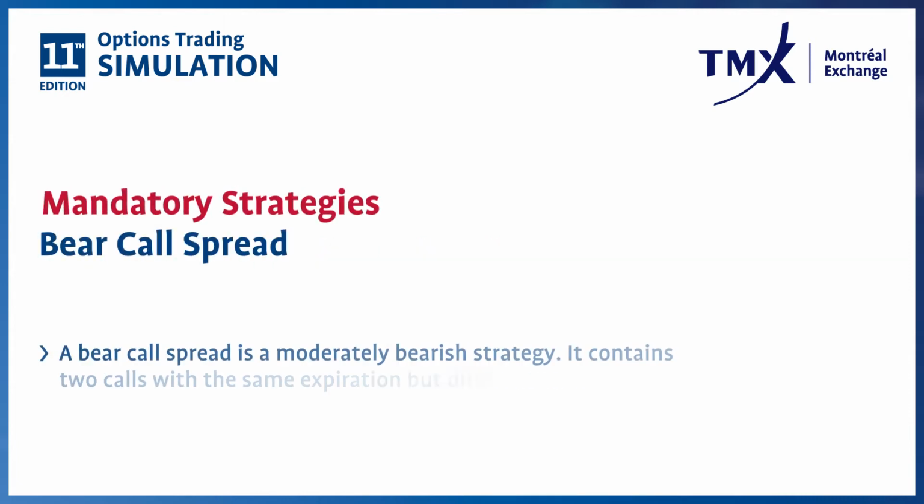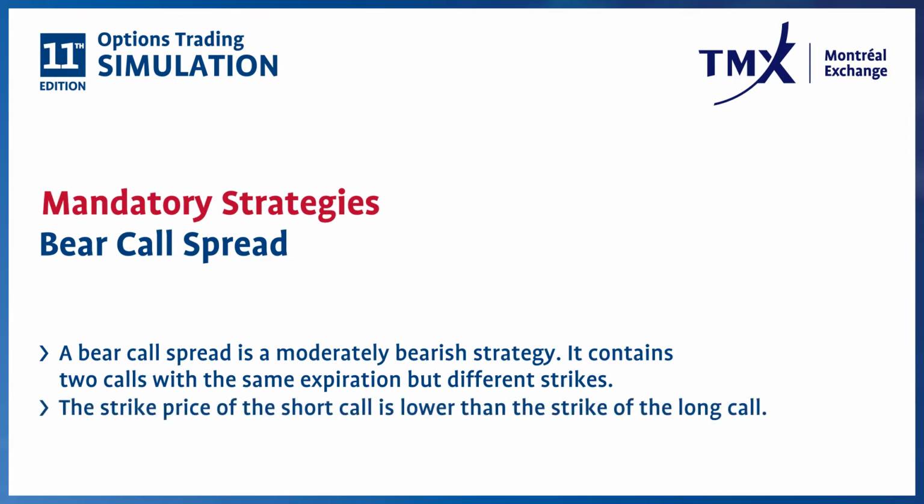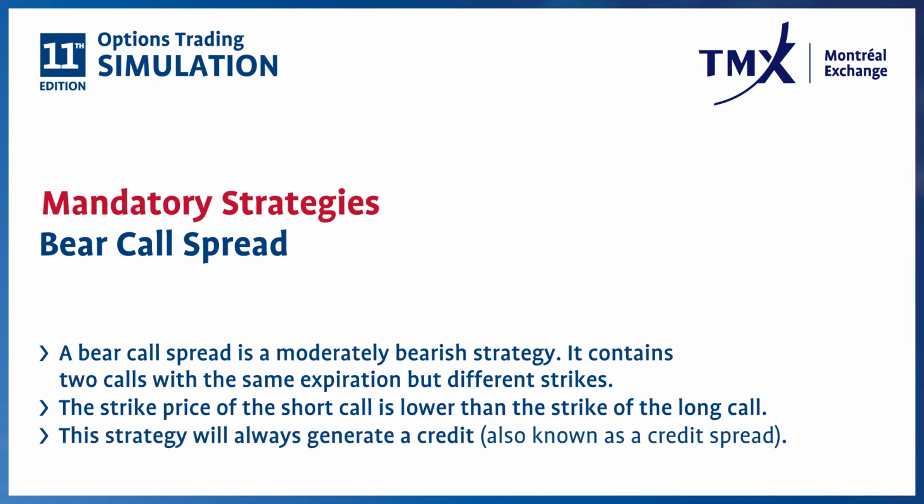A bear call spread is a moderately bearish strategy. It contains 2 calls with the same expiration but different strikes. The strike price of the short call is lower than the strike price of the long call. This strategy will always generate a credit, which is also known as a credit spread.